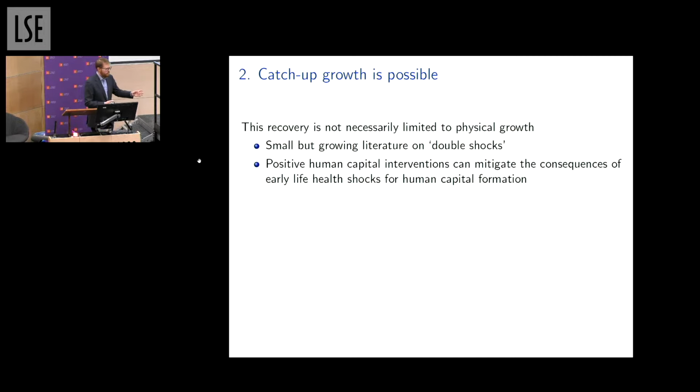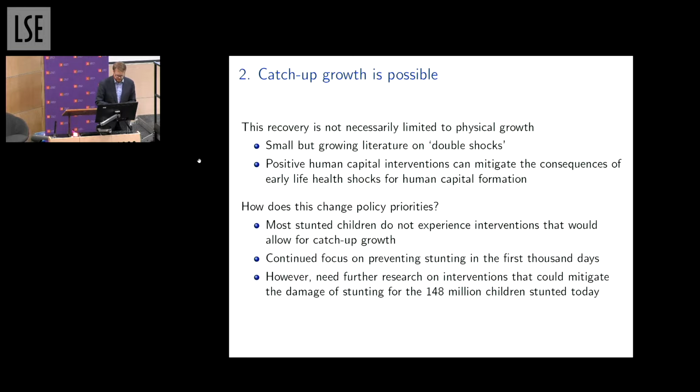And there's a very small but growing literature on what's called double shocks. So this is if you have a health shock in early life, but then there's another intervention later on, does it mitigate the earlier shock? Okay? And what has been found is that if you have a health shock earlier on and then you have a kind of positive intervention, a school training program or some other kind of conditional cash transfer, you can actually mitigate the effects of that initial shock. So this isn't just something about growth. It could be also about other domains that we're interested in.